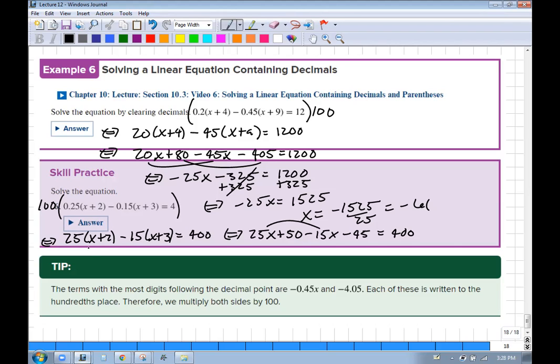Combine our x's. 25 minus 15 is 10. 50 minus 45 is 5. Subtract 5 from both sides. Divide both sides by 10. X is 39.5.